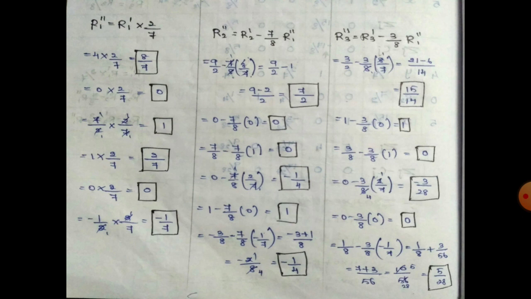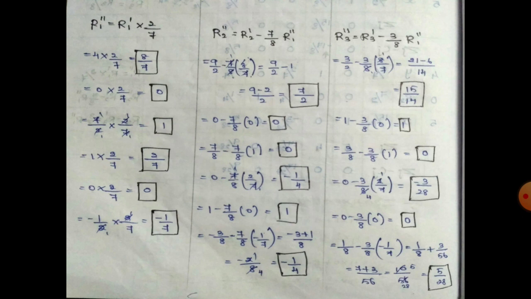of R3 dash: minus 3 by 8 times of 8 by 7, minus 3 by 8 times of 0, minus 3 by 8 times of 1, minus 3 by 8 times of 2 by 7, minus 3 by 8 times of 0, minus 3 by 8 times of minus 1 by 7. So the solution is 3 by 2 minus 3 by 7. So 14 is your LCM, means 3 into 7, that is 21 minus 6, so 15 by 14.